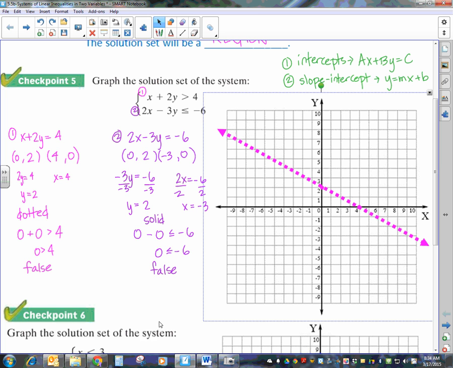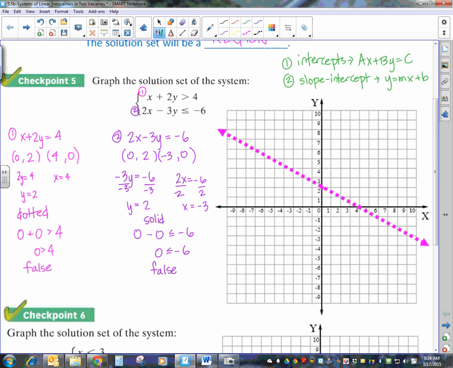Okay, now after you do that, what I like to do, 0, 0 is false. So I'm not going to shade 0, 0. That means I'm going to shade this way. And I'm still in the line feature, so let's take that off and go back to my pen. So I'm shading this way. I'm not shading the point 0, 0.